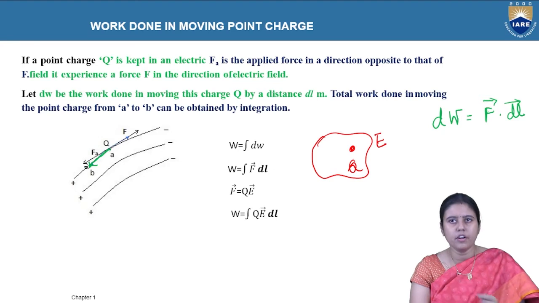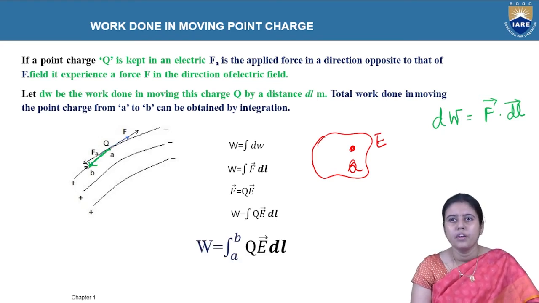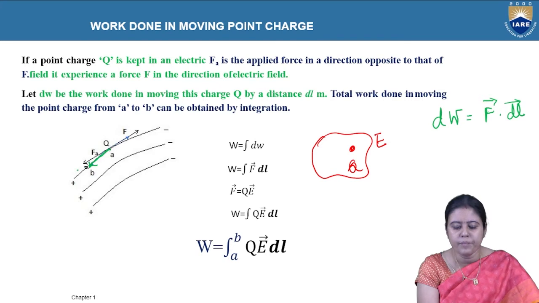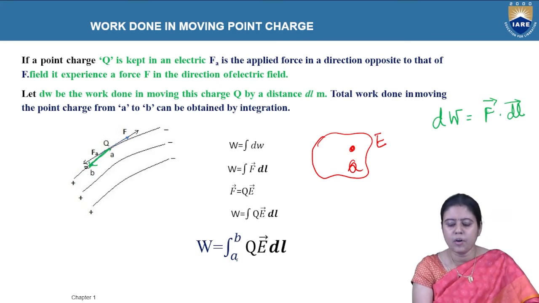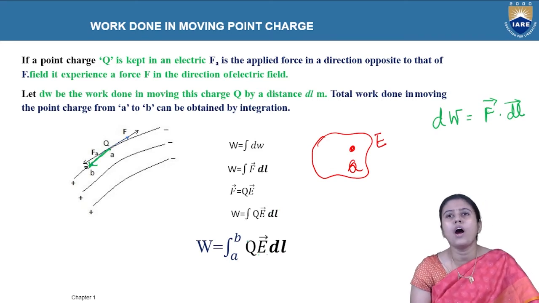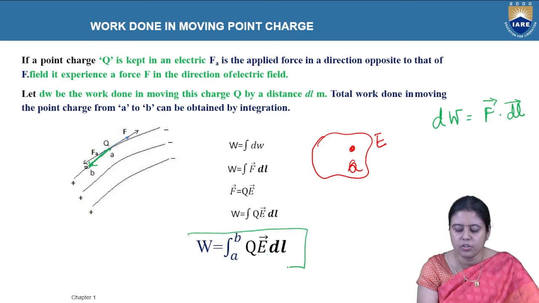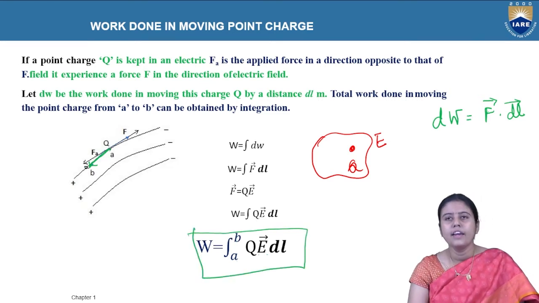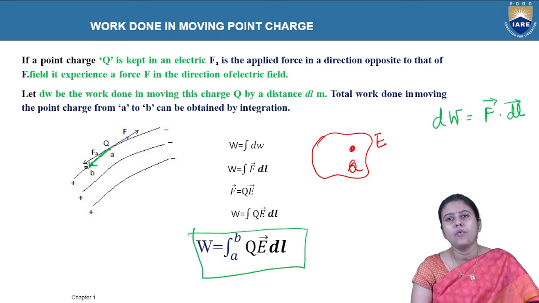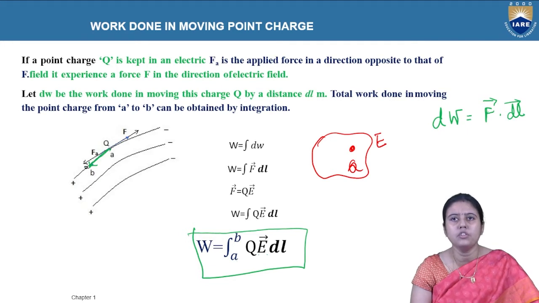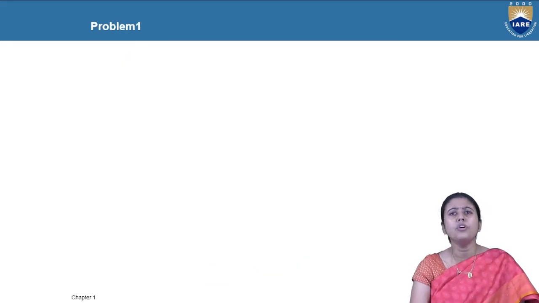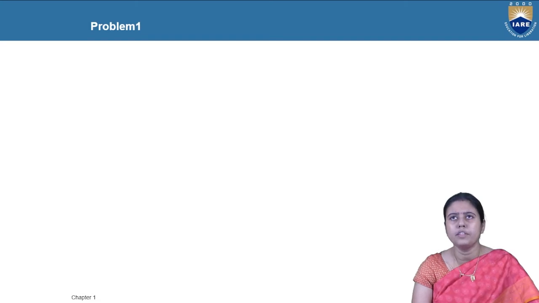So already W is equal to integration of dW. So what is W? We are moving it from A to B. Integration of A to B is equal to QE dl. So this is the work done for a moving charge. So when we are moving a charge, we can say W is equal to integral from A to B of QE dl. And what is the direction of the work done? It is always directly opposite to the force. So let's do a small problem from this topic.